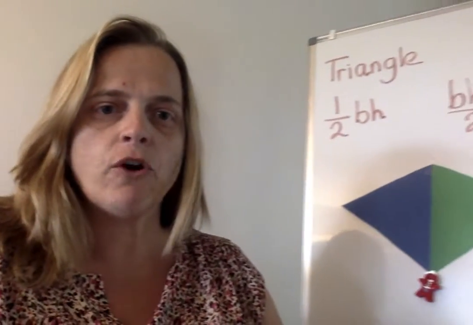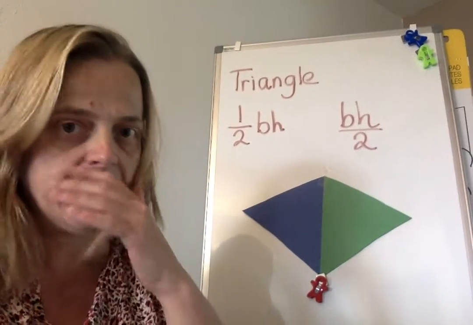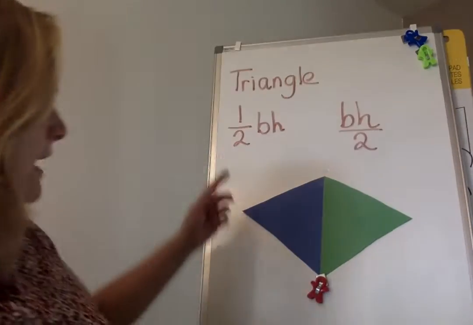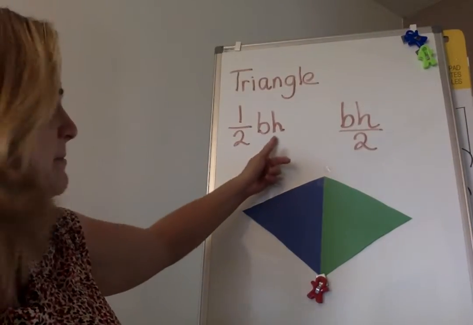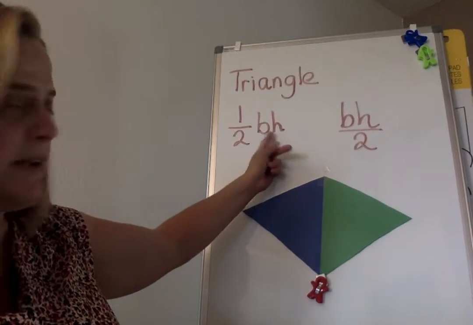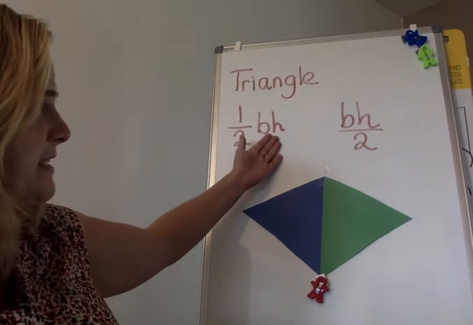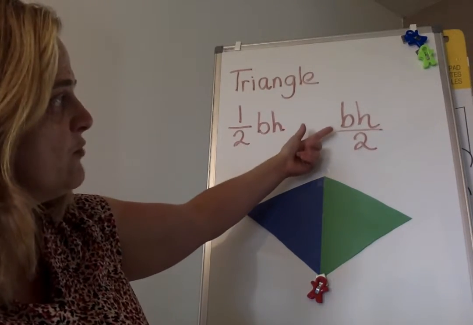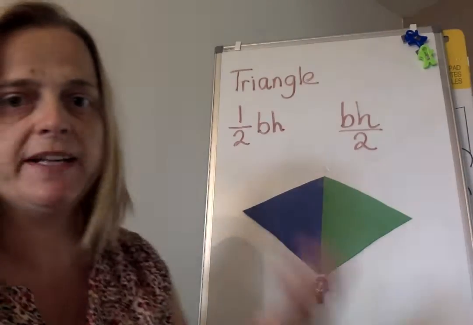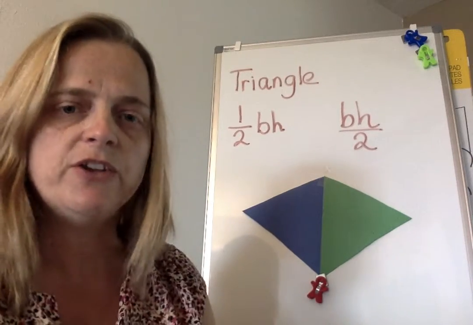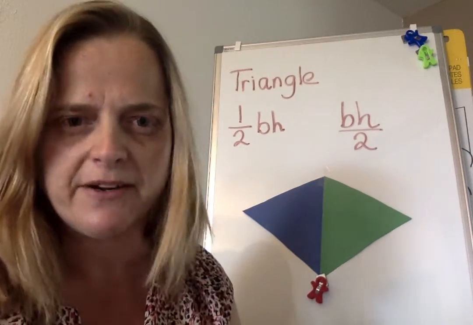The formula for the area of a triangle is half base times height. Remember when the letters are up against each other, they're not kissing, they're multiplying, right? Half base times height, or base times height divided by 2. It's the same formula. You just use the one that works for you better.